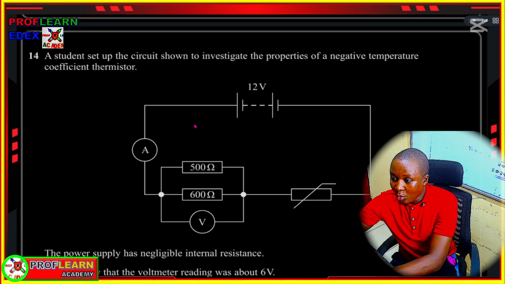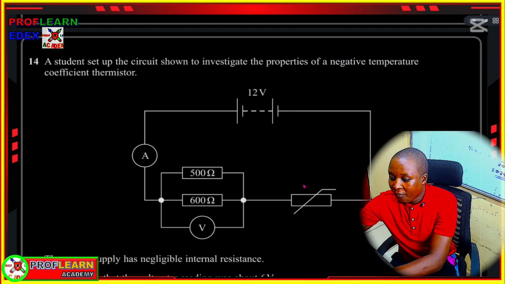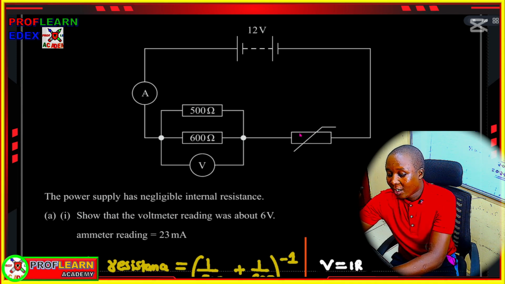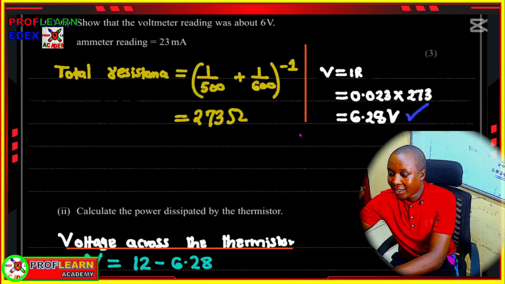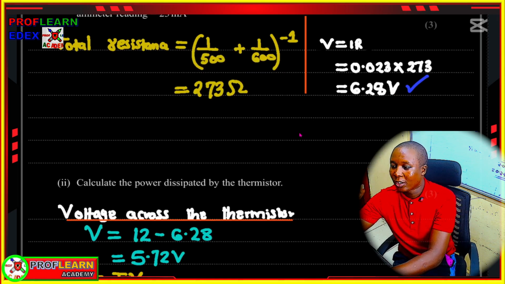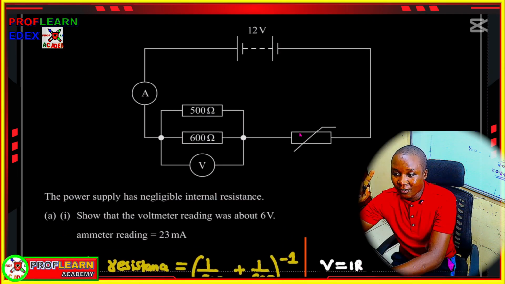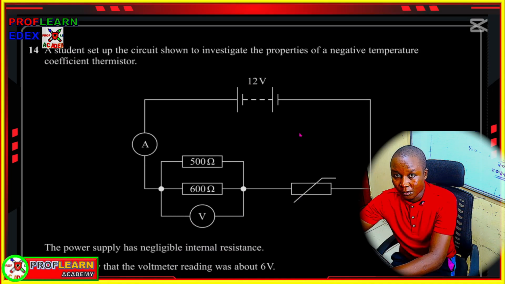So in the event you are told to work out the PD across this thermistor, what are we going to do? You are going to take the value that you have gotten, which value is that? 6.28. Then we subtract that value from the 12 volts.